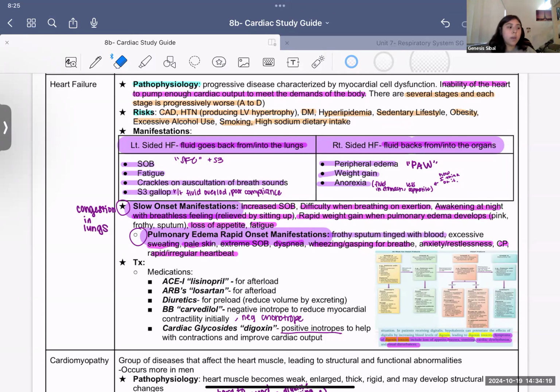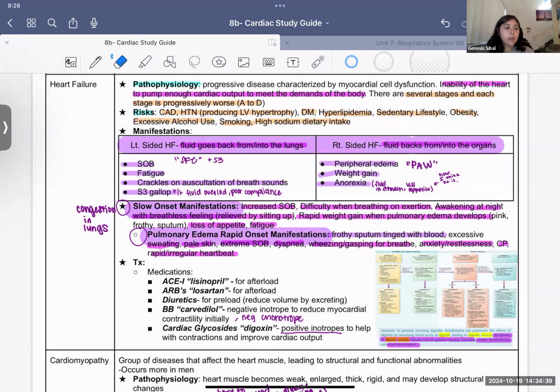So that's why you're seeing lung signs and symptoms. You're seeing shortness of breath, you're seeing fatigue, you're seeing crackles, and then you're seeing an S3 gallop, which is related specifically to fluid overload and poor compliance. So what I would remember, if you can't remember it, left side is SFC plus S3. That's how I remembered it. And then I would just remember that's on the left.